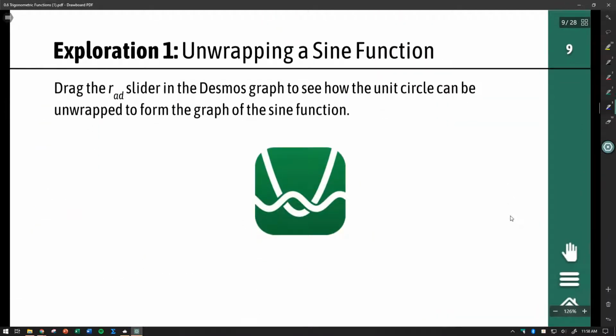So we're at our first exploration, and in this one we want to, I'm going to put quotes around here, unwrap. We want to unwrap a sine function. And so we're going to do this in a Desmos graph. And if you're following along in Google Slides, this is an active link. So I'm just going to say click here, and you can come to the same graph as what we're going to get to above. But here's the idea before we go to it.